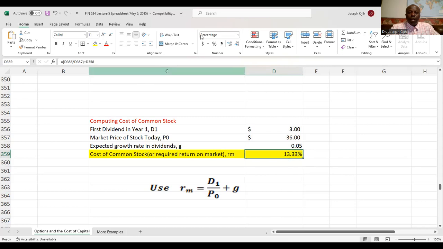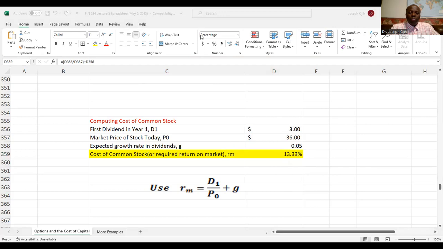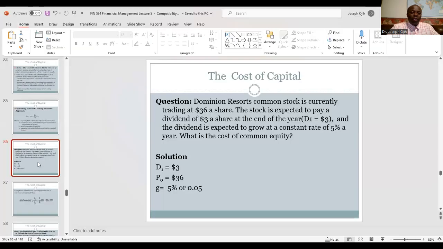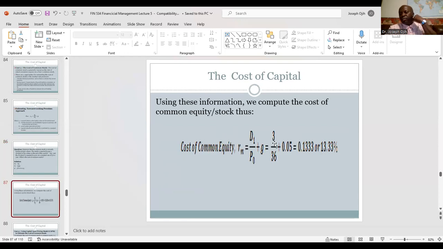I'm going to highlight it as the cost of this common equity, 13.33%. And as usual, I have it here as well for you. You can see right here, we have it on my slide, 13.33%.